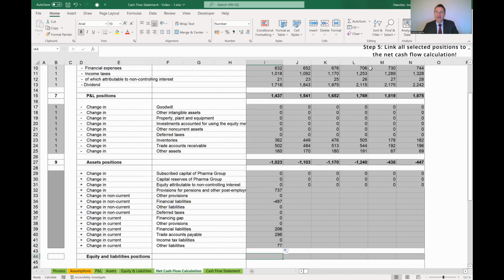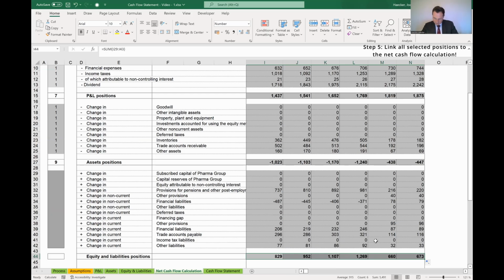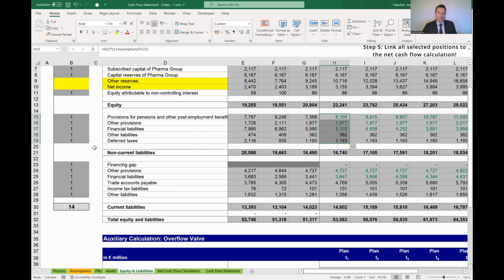So my equity and liabilities position is just the entire sum. So what I do, I just move all of them towards the terminal value. And then this leads me to my equity and liability positions. How many positions did I use? I used many, actually, and just double check. We add them all up, and it tells us 14 positions. How many did I select? Also 14 positions. So we didn't forget one.